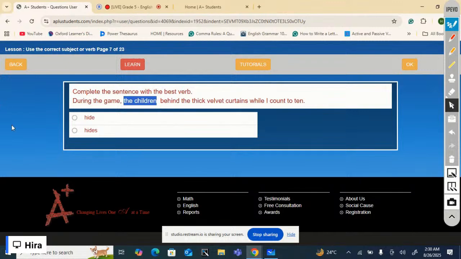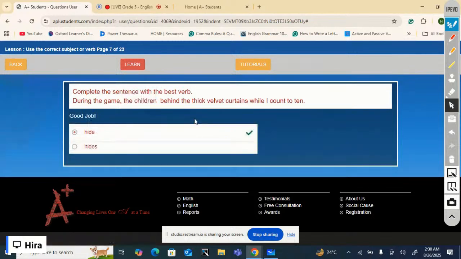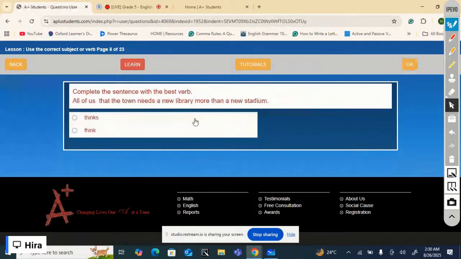Well, the children, I told you, is a plural subject, although it doesn't end in s or es. We still know it's an irregular plural noun, and it's a plural subject. So we look for a verb which is plural. A plural verb does not end in s or es. So hide. The children hide behind the thick velvet curtains while I count to 10. You said hides. Children is a plural subject, so use a plural verb with no s or es.